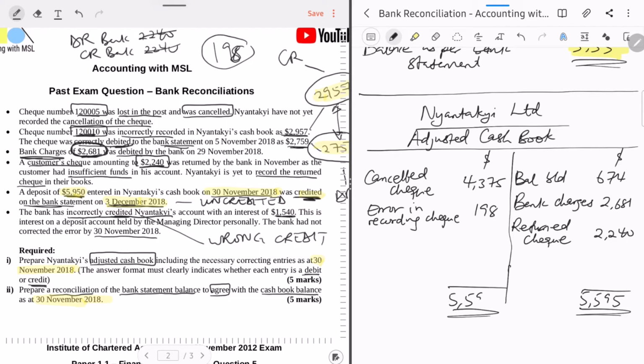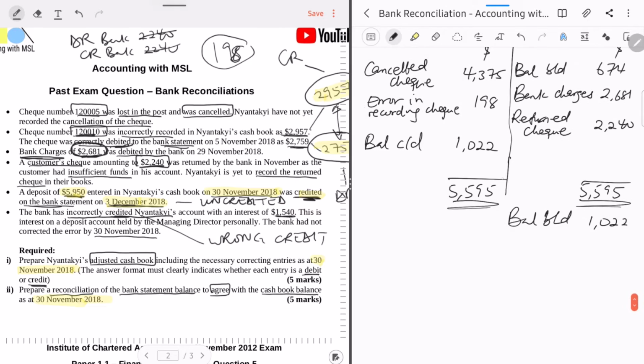So 5595. Then we find the difference between 5595 and these two figures here together to balance. Okay, so minus 198 minus 4375 gives me 1022. So 1022, this is my balance carried down. So my balance brought down is effectively 1022. So you can see we have carried forward that credit balance. So it means we still owe. Our bank account is still in red from the perspective of the business.